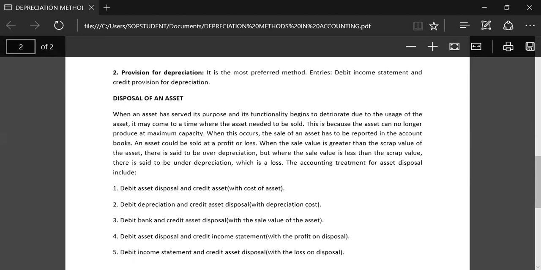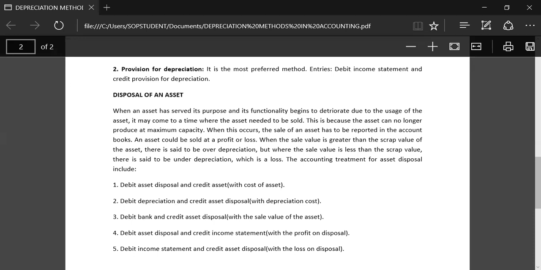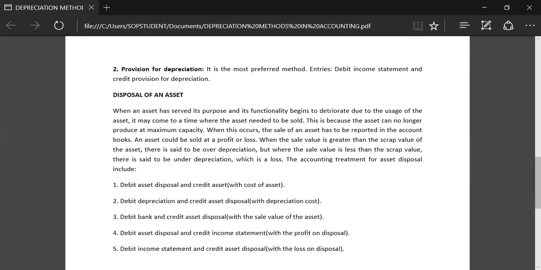Now, disposal of assets. Assets can be disposed. When an asset has served its purpose and its functionality begins to deteriorate due to usage, it comes to a time when the asset needs to be sold. This is because the asset can no longer produce at maximum capacity. When such occurs, the sale or the disposal must be reported in the books.